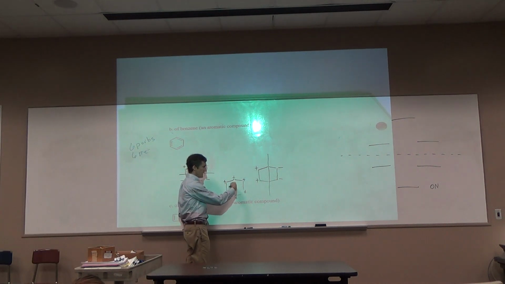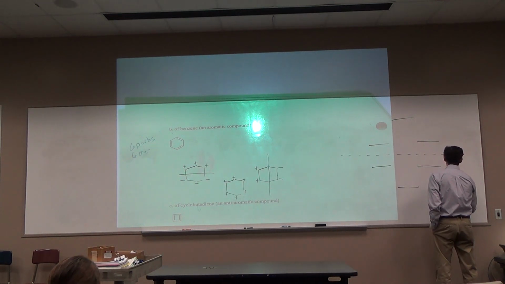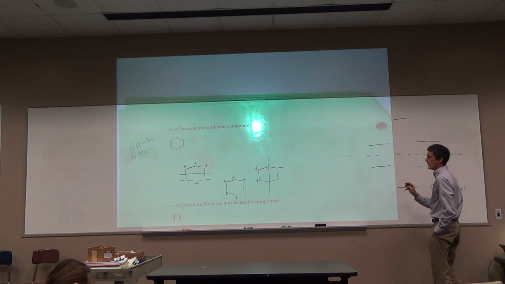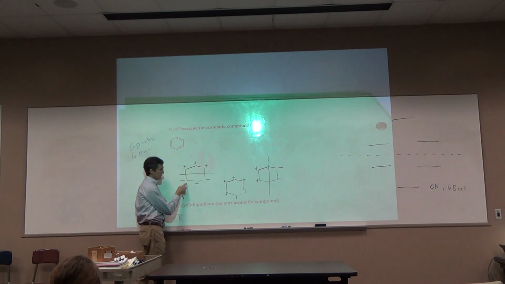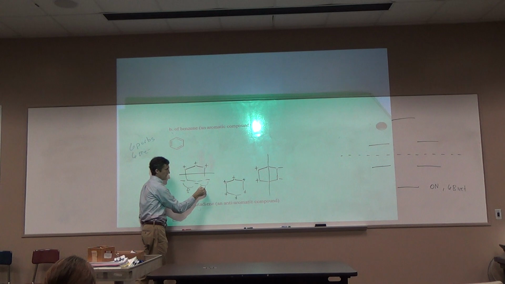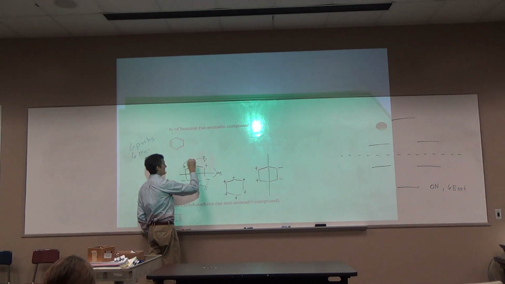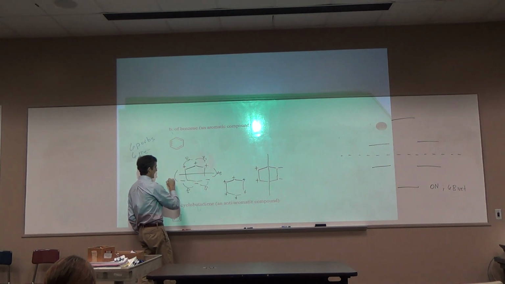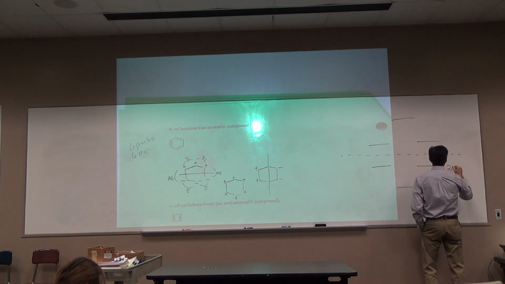What's the net for this guy? 6 bonding net. What's the net for this on the left? 4. Bonding, bonding. What is that? So we got bonding, bonding, anti-bonding, bonding, bonding, anti-bonding. What's net? 2 bonding net.